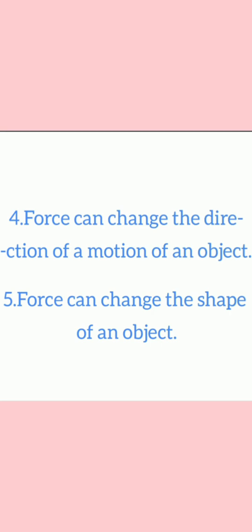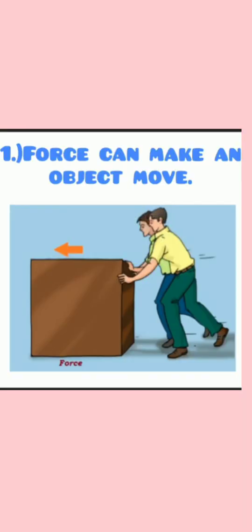Now we will discuss all of these effects by understanding a few examples. So first, force can make an object move. In this picture, we can see that the two boys are pushing the big box. That is, they are applying force, and as a result, the big box is moving in the direction of the applied force. So we can say that force can make an object move.